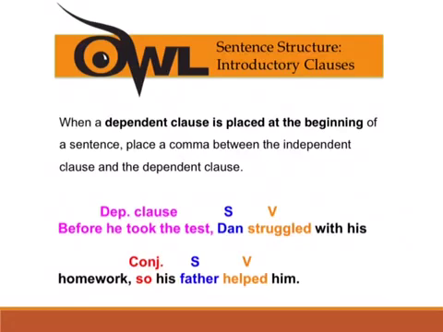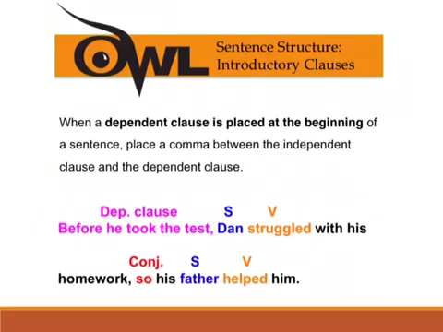Let's look at the sentence. Before he took the test. Okay, we know that's a dependent clause because it starts with before, and before is one of those dependent words. So we put a comma at the end of it. Dan struggled with his homework, so his father helped him. So following the dependent clause, we then have two independent clauses. Dan struggled, father helped. We have a comma before the conjunction.